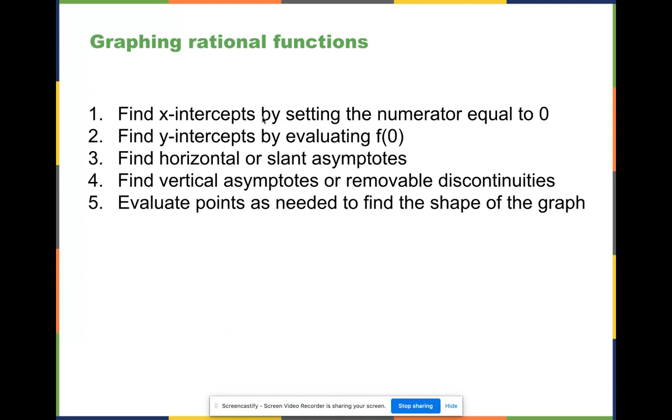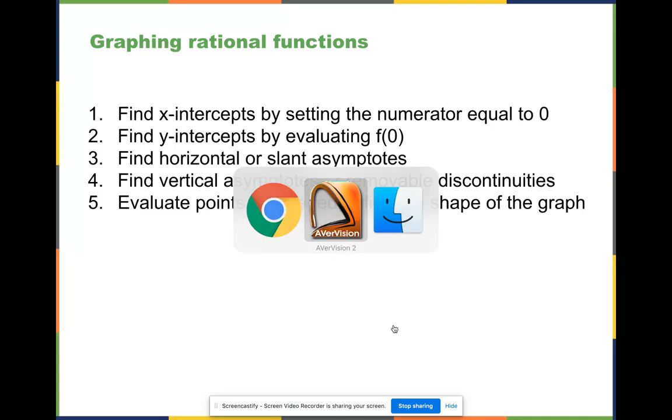First, we find the x-intercepts of a function by setting the numerator equal to 0. Then we find the y-intercepts by evaluating f of 0. Then we find any horizontal or slant asymptotes. Then we find any vertical asymptotes or removable discontinuities. And then we evaluate points as we need to find the shape of the graph.